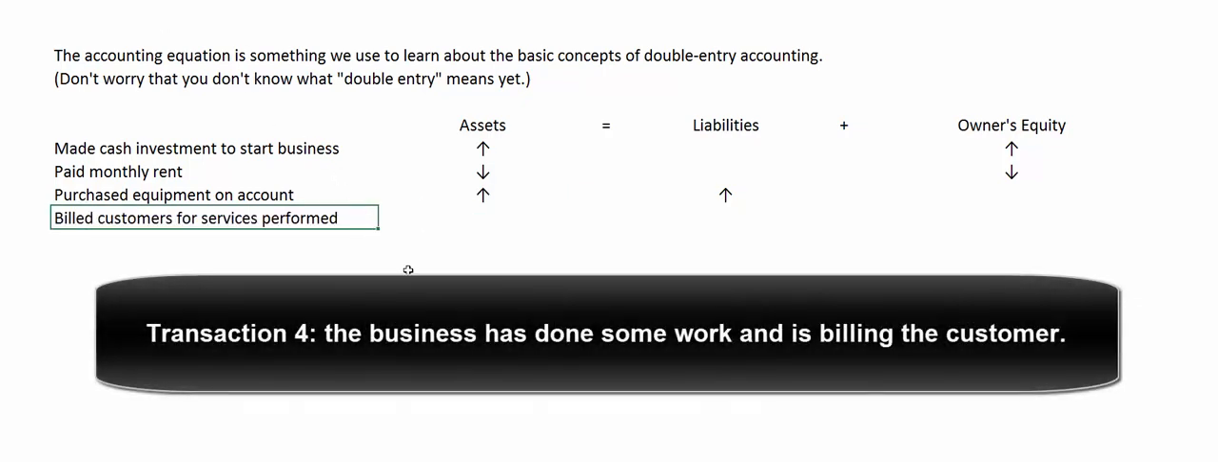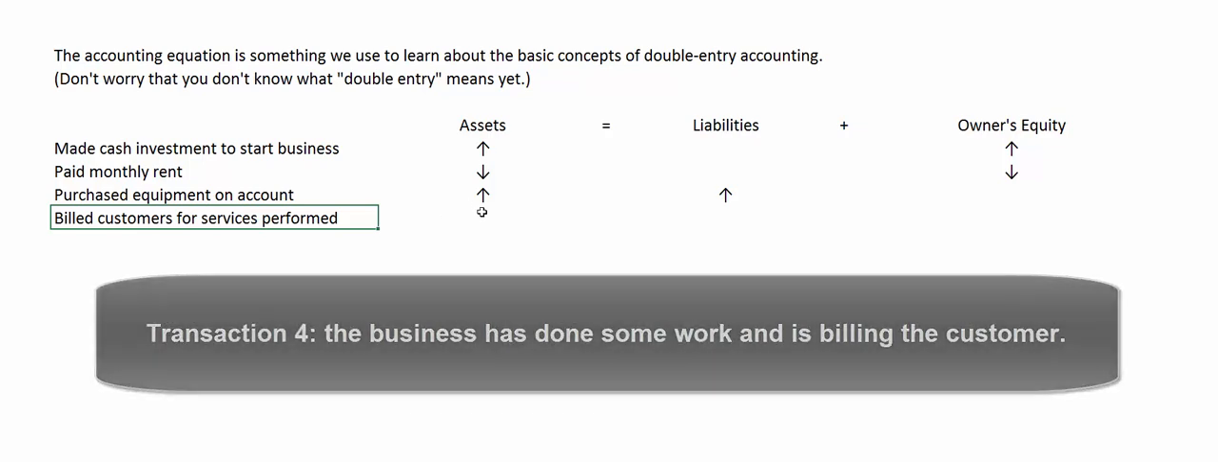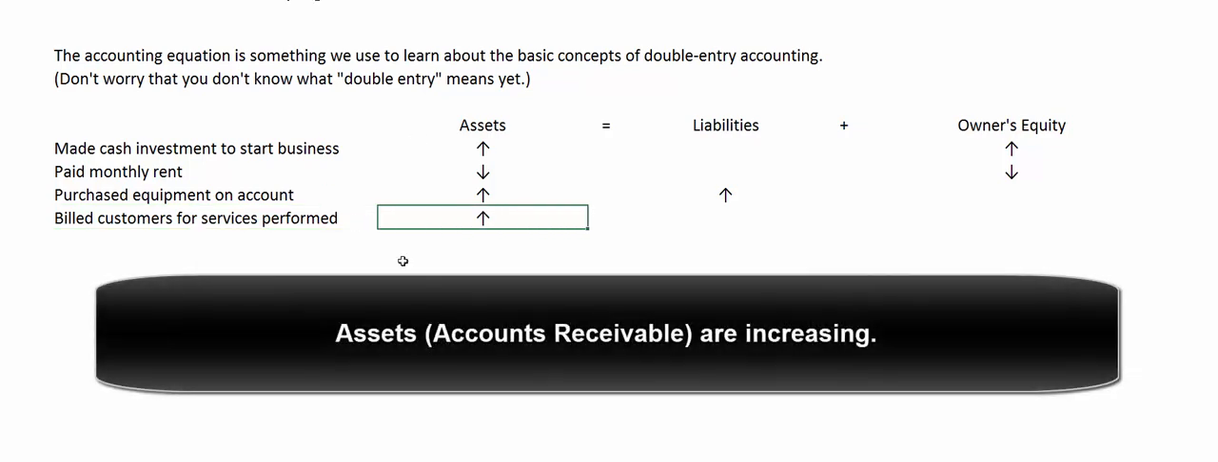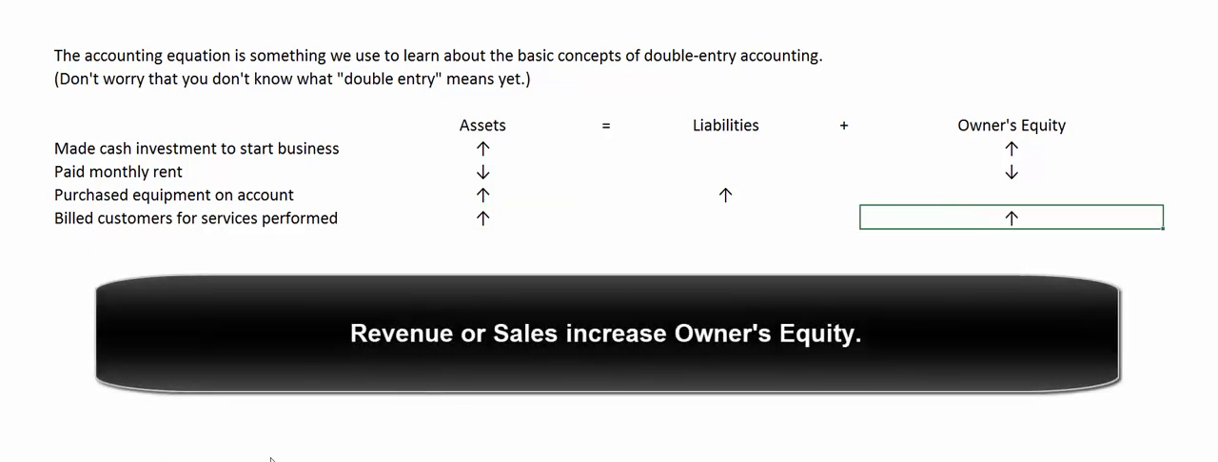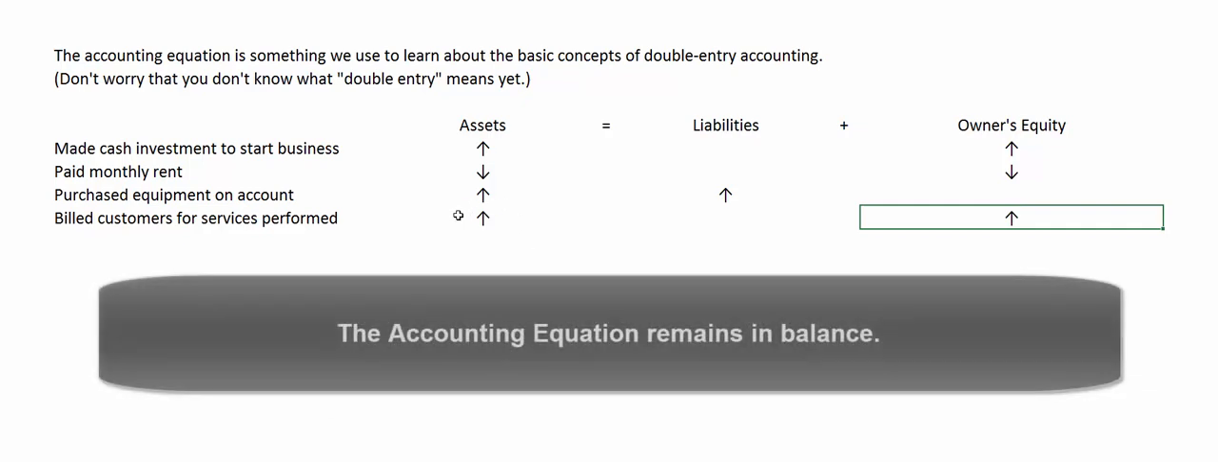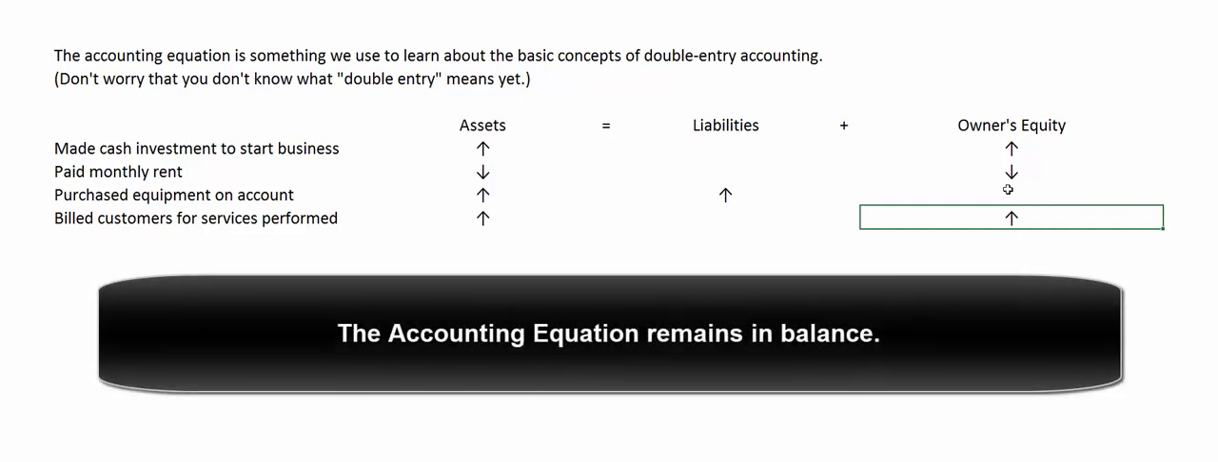Let's take a look at another one. We bill customers for services performed. Well, if accounts payable is the bad one, accounts receivable is the good one. In other words, we're going to receive money in the future. We've done the work, we've performed the services, we've sold them the goods, whatever it is, we've sent out our invoice. Accounts receivable is an asset, so our assets have gone up. We've earned some revenue, so our owner's equity has gone up. So again, the accounting equation stays in balance. Assets go up with the increase in accounts receivable, and owner's equity goes up with the increase in sales.